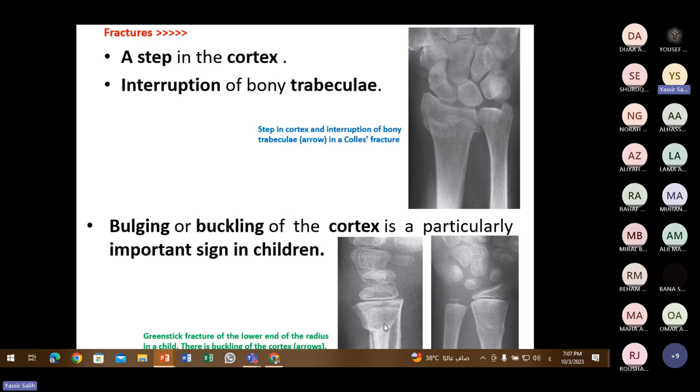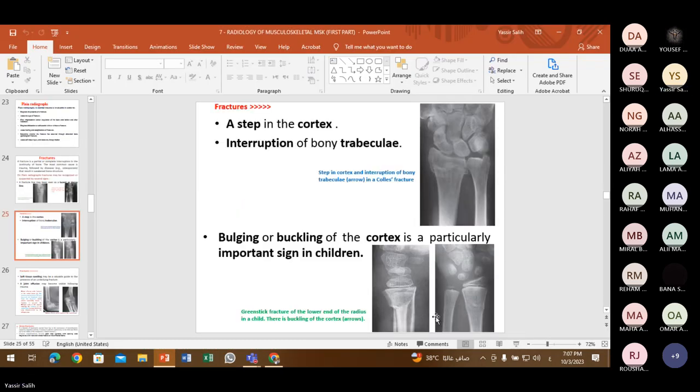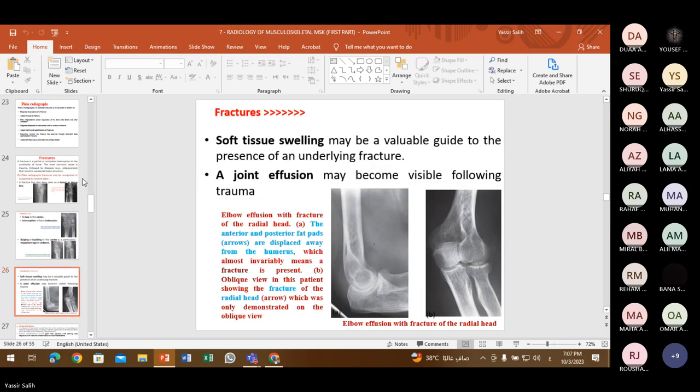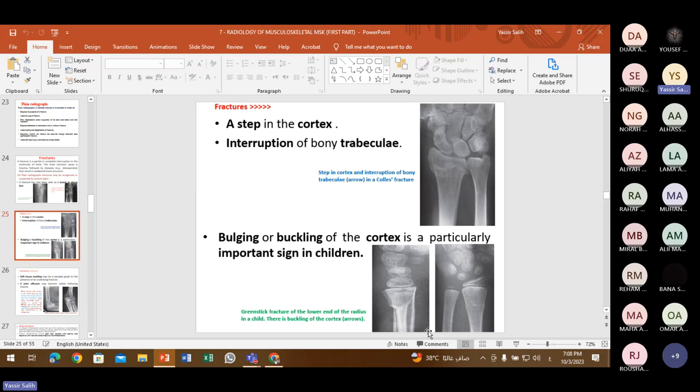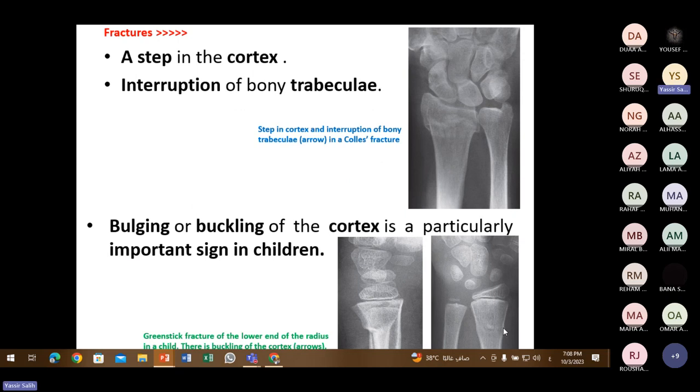The other sign is the bulging or puckering of the cortex. If you look to the cortex, you can see swelling, but this is the most obvious bulging. There is a bulging or puckering in the cortex on both sides. In the lateral side you can see this density, the bulging also in the lower end of the radius.